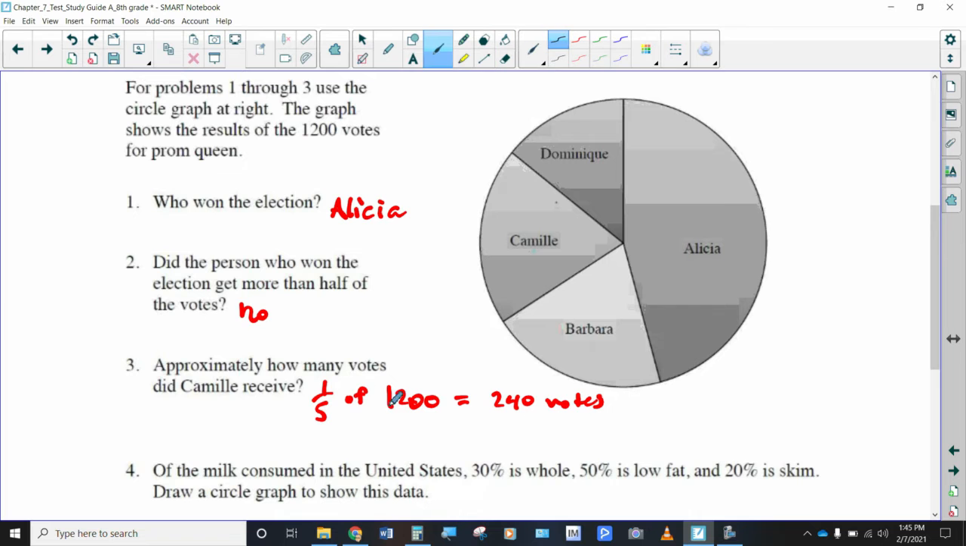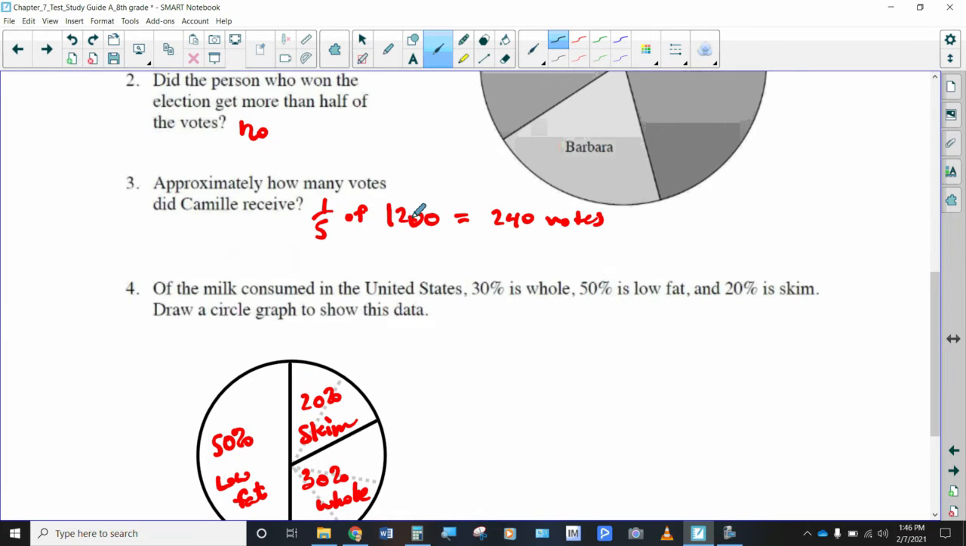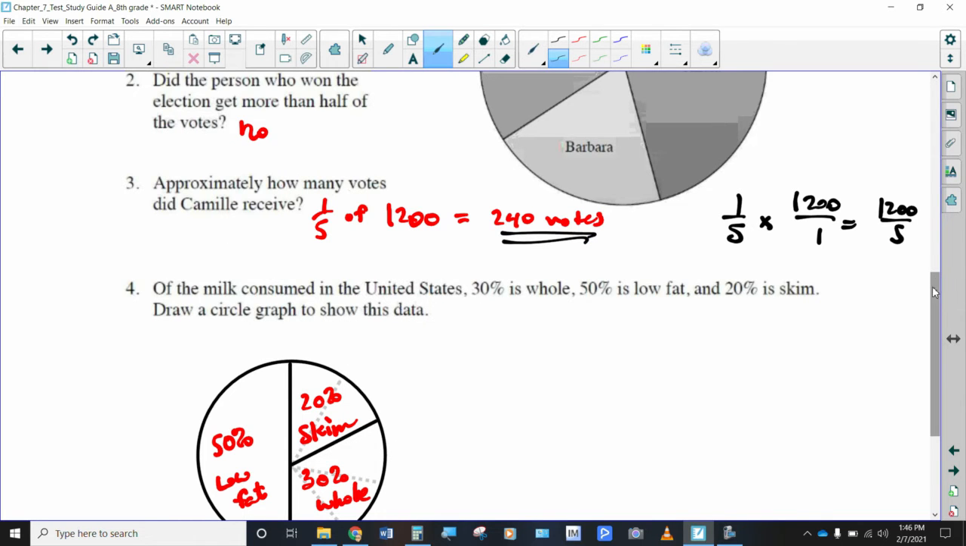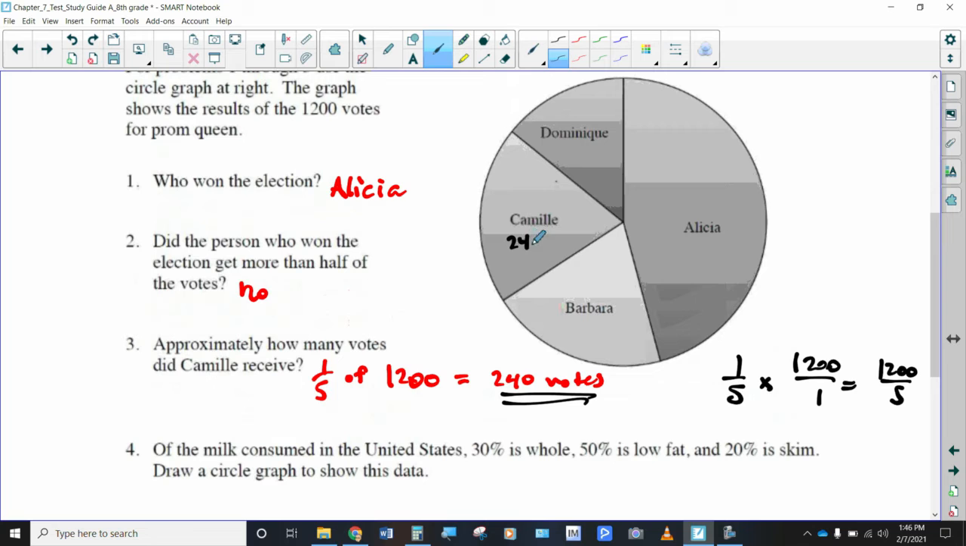And so 1/5 of 1,200 is the same as saying 20% of 1,200. So we could do it as 1/5 times 1,200, which becomes 1,200 divided by 5, 240 votes. Or if you had done it as 20% of that, the decimal equivalent, 1,200 times 0.2 is also 240. So we're estimating Camille's vote tally as about 240 votes. But that is just an estimation. If you got anything in the 200 range, I would say, yeah, okay, that's pretty close.